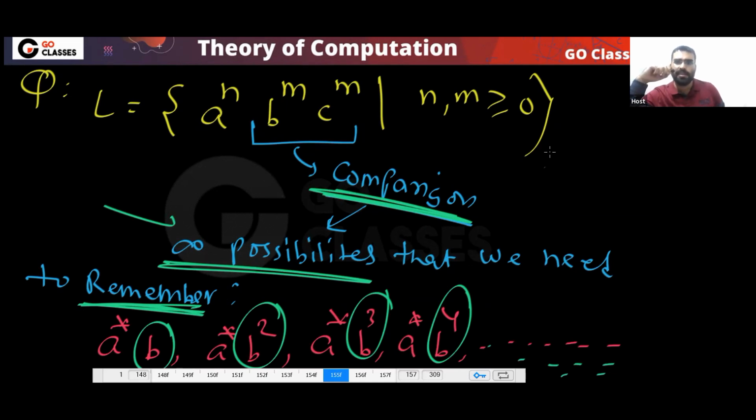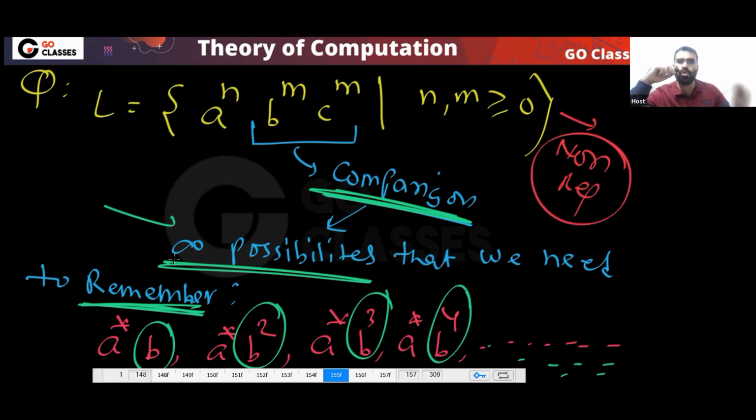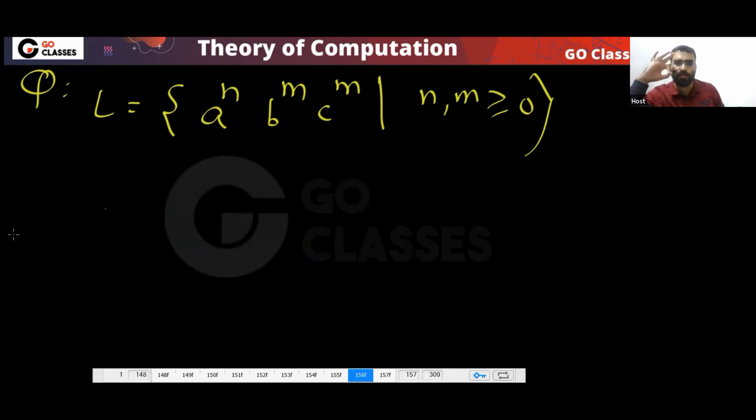So definitely, this language is non-regular. Okay, this is your informal proof. Yes or no? This proof is informal. In the GATE exam, you will use this type of proof, correct? In the GATE exam, don't apply the formal proof. Okay, so now let's see the formal proof.